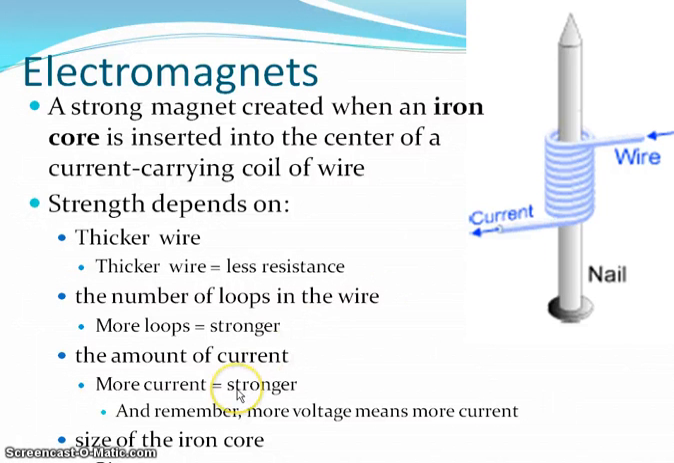We can add more current. That's really easy. We just add a bigger battery. So the more push coming from the battery, wherever it is, means more electrons are going to flow through and you have a stronger magnet. And then the size of the iron core. Let's say we increase the size of this nail, more iron, more potential to be a greater magnet.